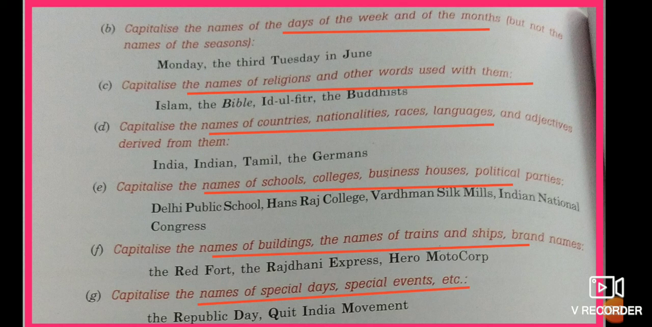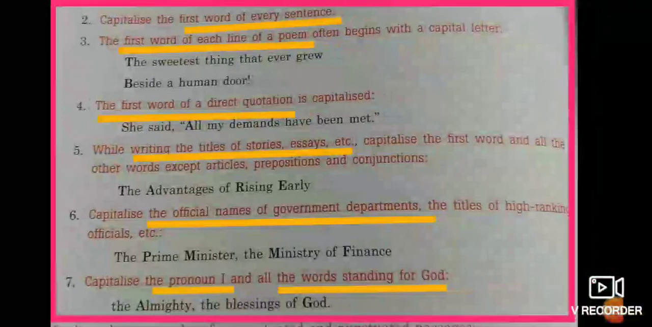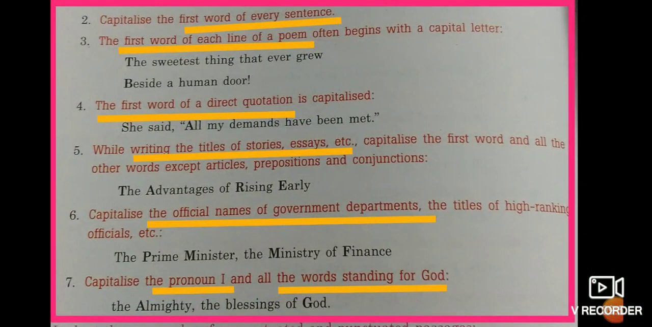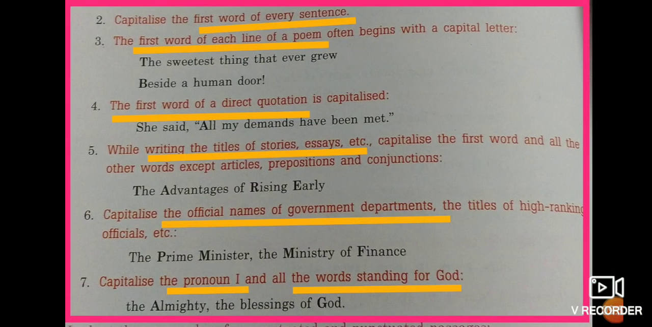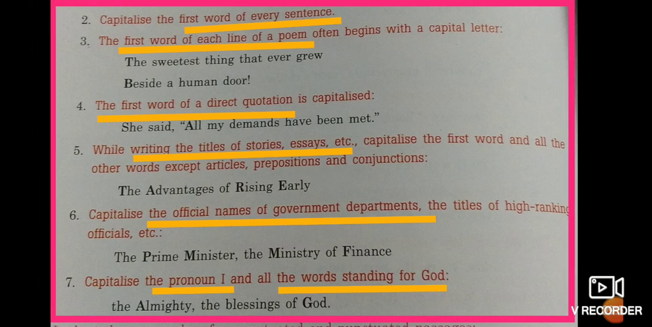Next we will capitalize the names of schools, colleges, business houses, political parties. We will capitalize the names of buildings, trains and ships, and brand names also. We will capitalize the names of special days and special events also, like the Republic Day, Quit India Movement. So here also we will capitalize the first letter. Next, capitalize the first word of every sentence, whether the sentence is assertive, interrogative or imperative. We will always write the first letter of the first word capital.